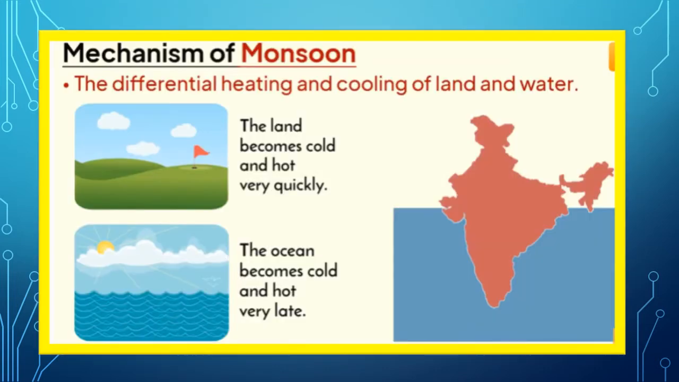Children, now let's look into the first mechanism, the differential heating and cooling of land and water. Now all of you know that land becomes cold and hot very quickly, whereas the ocean takes a longer time to get hot and cold. Now let's see how this affects the climate of India.